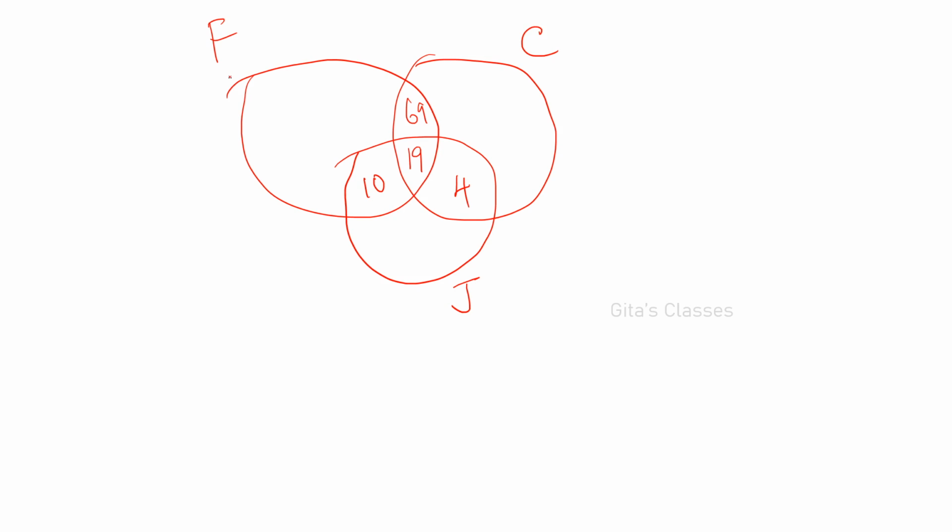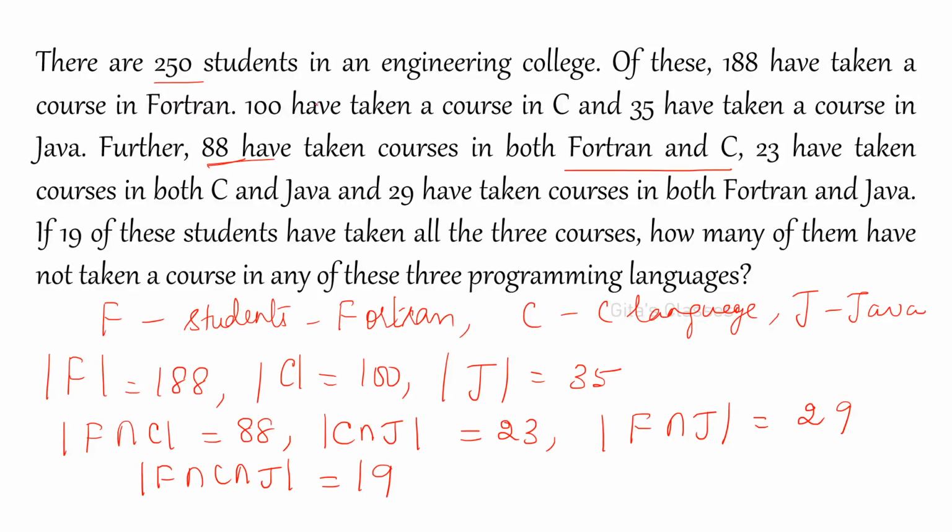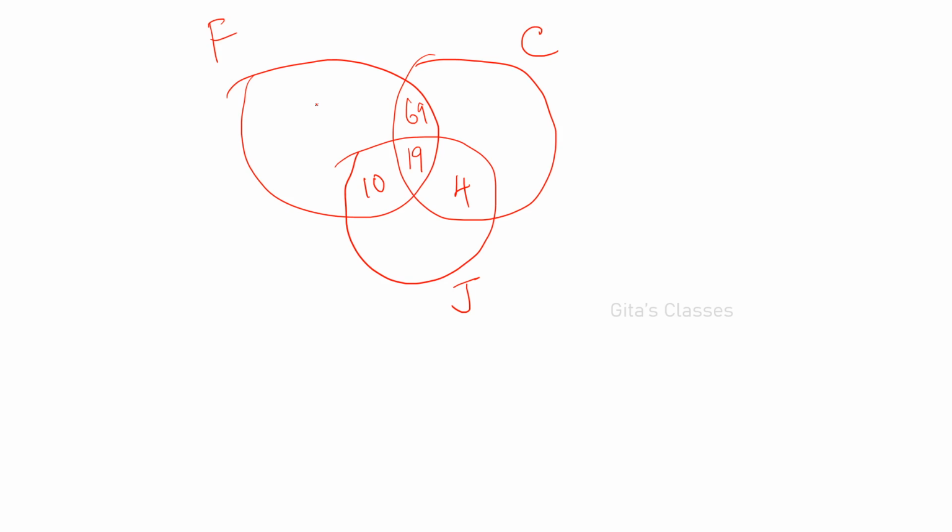Next, how many have registered for Fortran? 188, right? So 188 have taken Fortran. That means this entire circle is 188, from which you have to subtract these 3. So 188 minus of 69 plus 19 plus 10, you will be getting 90. Similarly, for the entire C and entire Java, here you will be getting 8 and you will be getting 2 here.